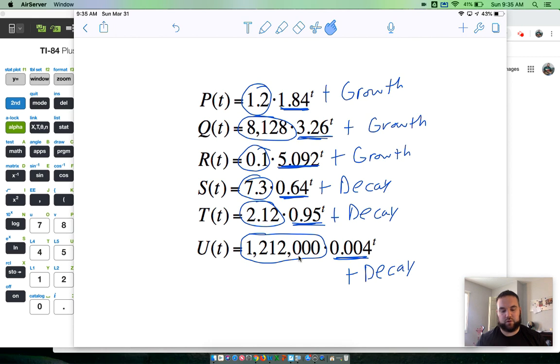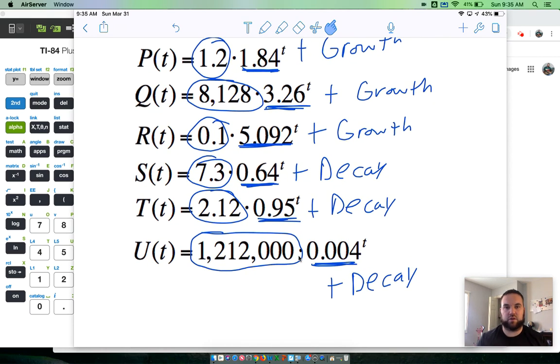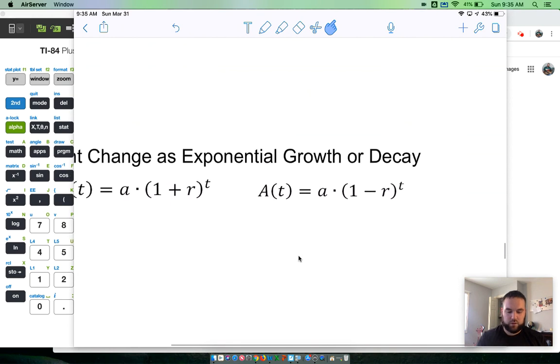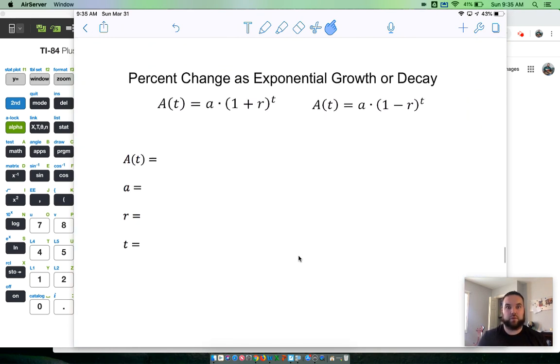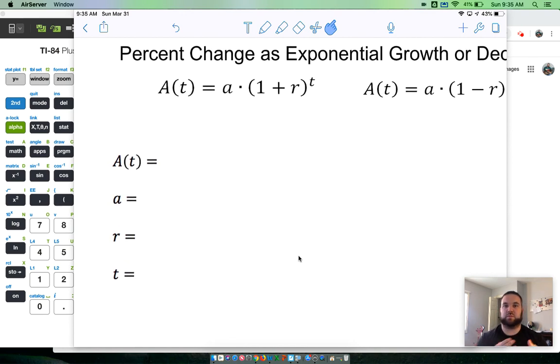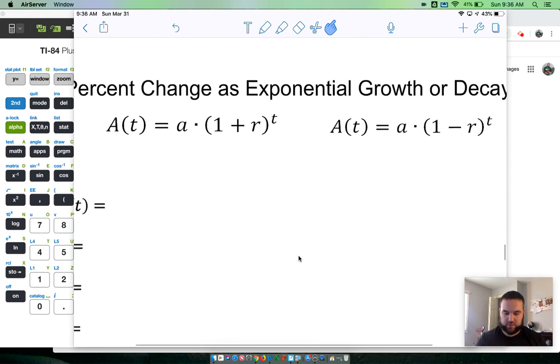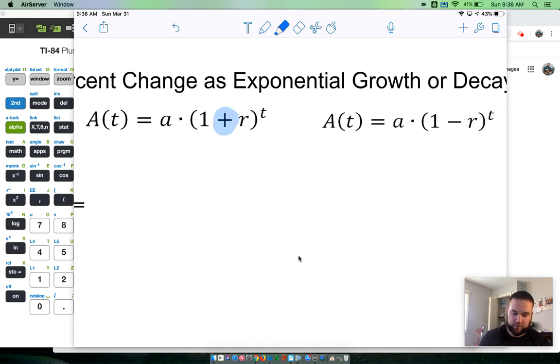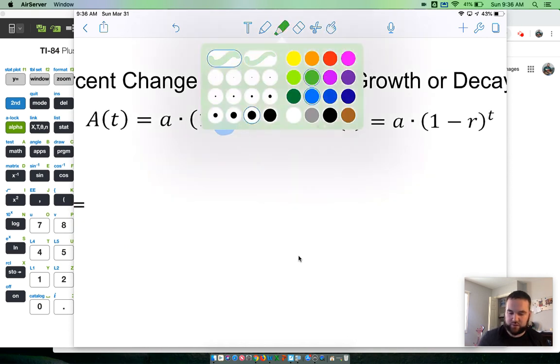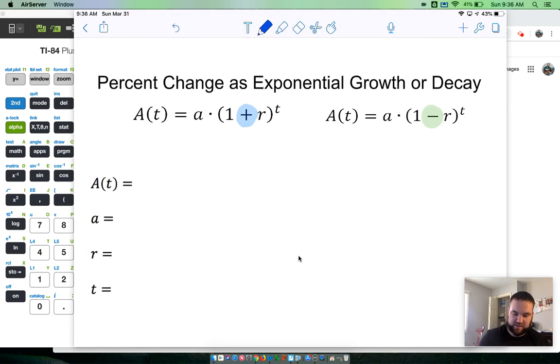Okay, so look at the second number. Look at the b value to decide if it's going to be growth or decay. All right, now this is why we do exponential growth, and that's why this chapter is so useful. Because a lot of things, especially when you're talking money and credit cards and loans, are expressed as percent change. But they follow an exponential growth or decay model. So the two formulas look very similar. The only difference is if I'm growing, I'm going to add, and if I'm decaying, I'm going to subtract. Okay. The rest of it's the same.